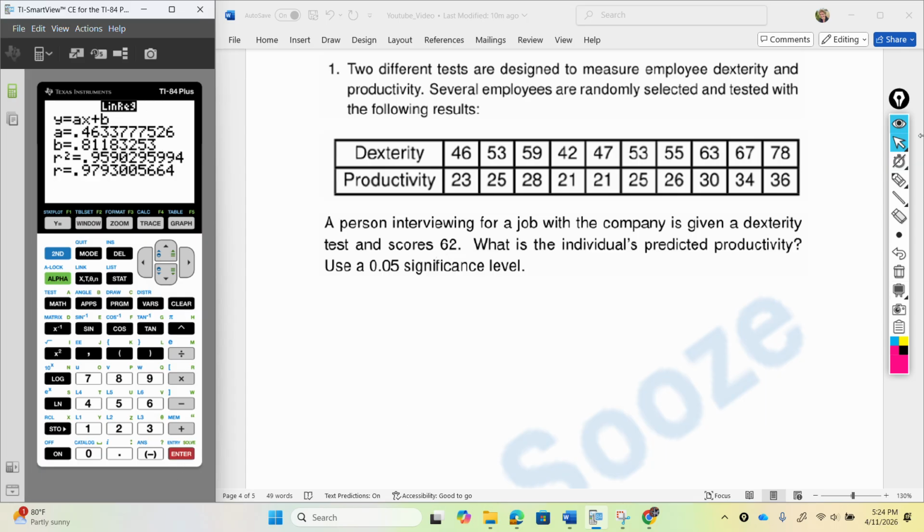So my null hypothesis is that the correlation coefficient for the population is 0, which means no linear correlation. And my alternative hypothesis is that it's significantly different from 0. So there is some kind of linear correlation.